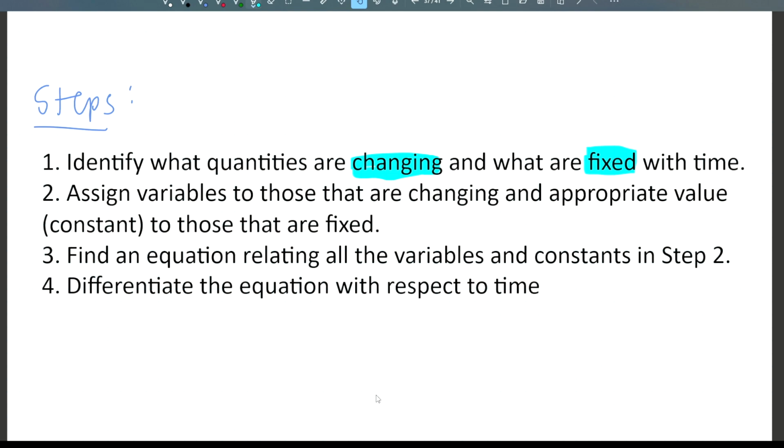And then step number three, find an equation relating all the variables and constants in step two. We'll find an equation that combines them in one single equation, and from there, we can differentiate the equation with respect to time. But again, just like when we are differentiating implicitly, since most likely the result is implicit, we make sure that there is just one variable. And by using the other relationships that we've come up with in steps one and two, we can manipulate the equation and then perform the differentiation.